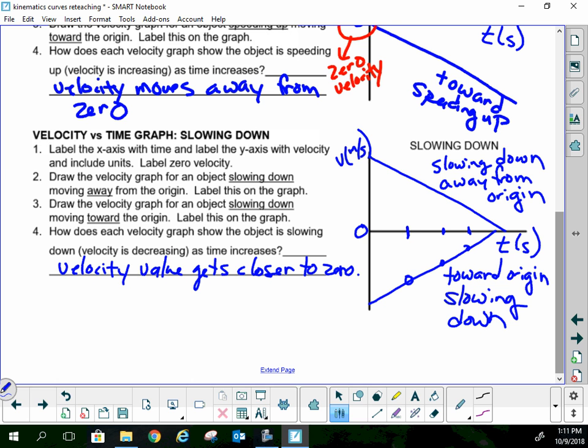So that's it for our velocity versus time graph. If you need an explanation for any of those, go back and listen to different parts of that video. Hopefully those explanations are in there. And the next video will give you some insight into the relationship between velocity and acceleration. Thanks for listening.